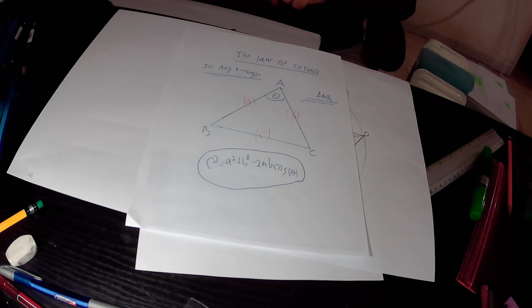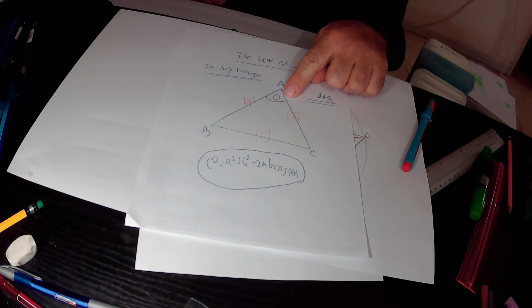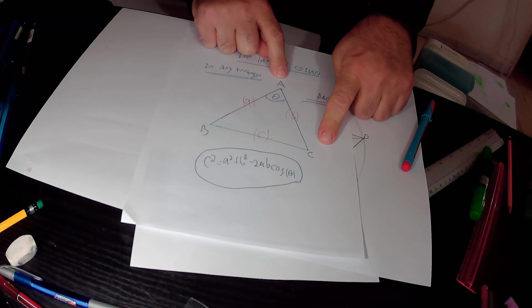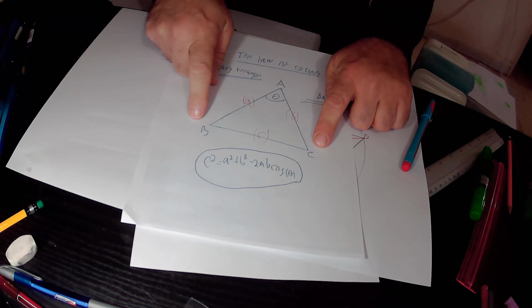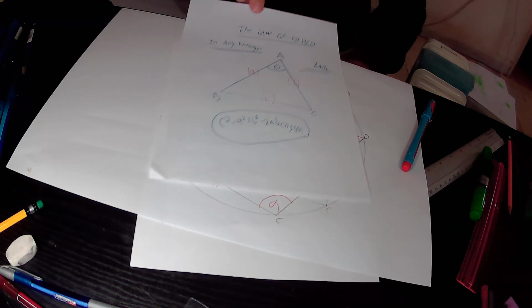The law of cosines is true in any triangle, so this is a triangle ABC that could be any triangle. This angle BAC is equal to theta degrees in size. Side AB equals A units, side AC equals B units, side BC equals C units. And according to the law of cosines, the following equation is true: C squared equals A squared plus B squared minus 2 times A times B times cosine theta. So I can implement the law of cosines.